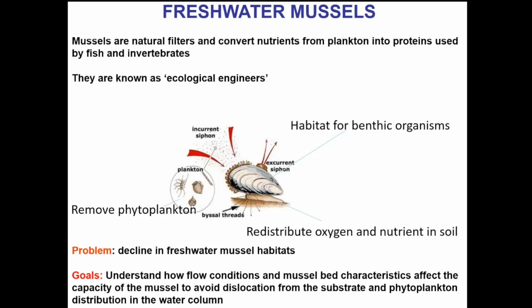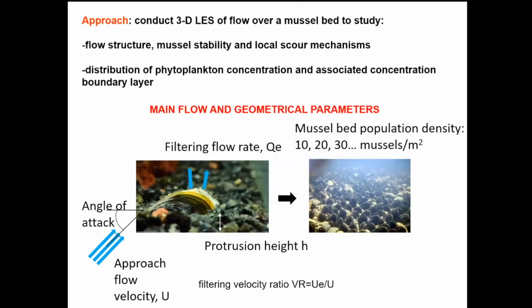So we are going to first look at flow structure and mussel stability, and eventually we can also talk a little bit about the local scour mechanism around the mussel, which can also contribute to the mussel being dislocated from the substrate. And in the second part, I'm going to talk about the distribution of the phytoplankton concentration and the associated boundary layer. First of all, what are the main flow and geometrical parameters which are important for this problem?